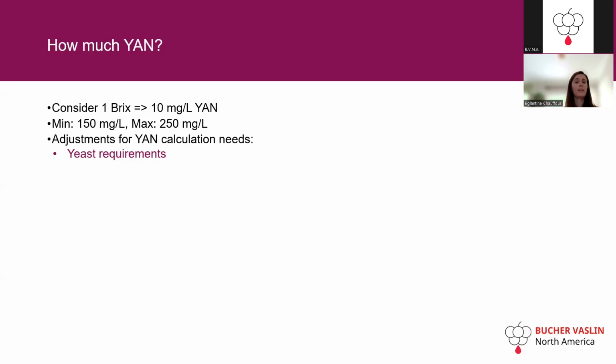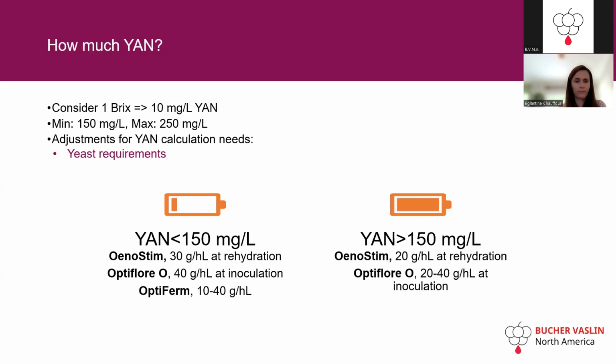Then there are some adjustments. So 1 Brix, 10 milligrams per liter of YAN. The minimum that you need will be 150. The maximum that we go to is 250. If you need more than this, it means you need something else than nitrogen. And then you can adjust depending on your yeast requirement. If we are talking about a yeast that has very high nitrogen requirement, you will add plus 10 to plus 20 milligrams per liter of YAN on top of your Brix calculation. Speak with your supplier when it comes to yeast requirements.